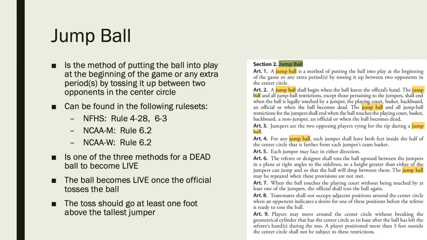Jump ball is one of the three methods for a dead ball to become live. The ball actually becomes live once the official tosses the ball. We want to ensure that the toss goes at least 1 foot above the tallest jumper.